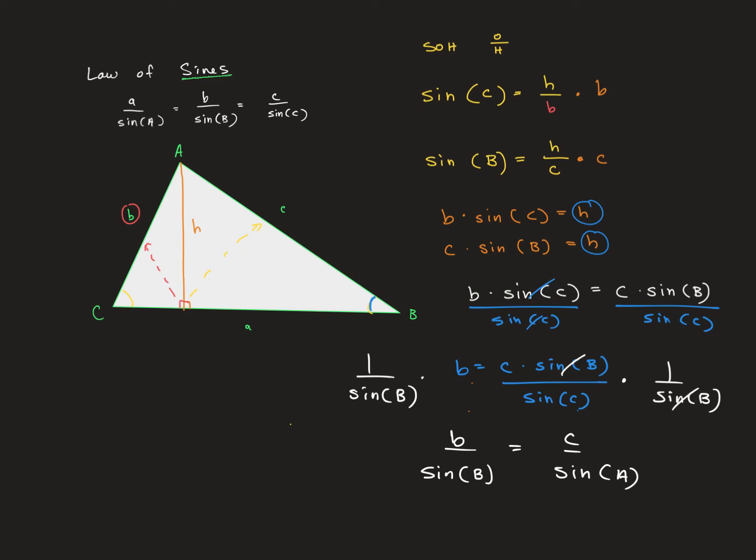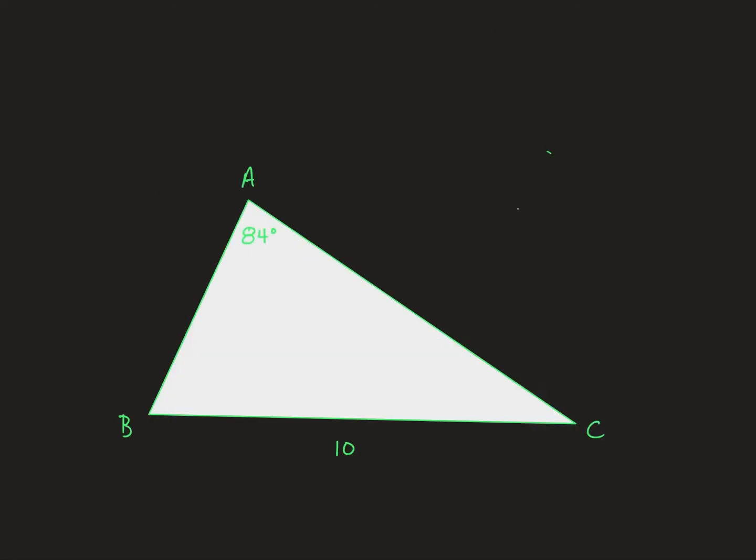Now let's actually put this to use in a triangle that has an angle of 84 degrees for angle A, and let's just say 10 inches for side A. This would be your little a in your law of sines. Now let's set this up. We're going to find an angle using a side.